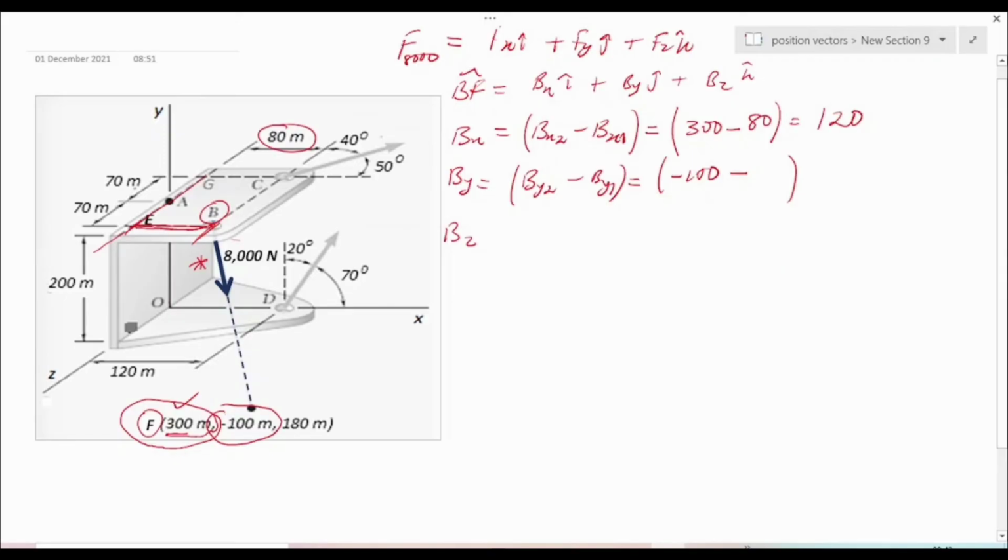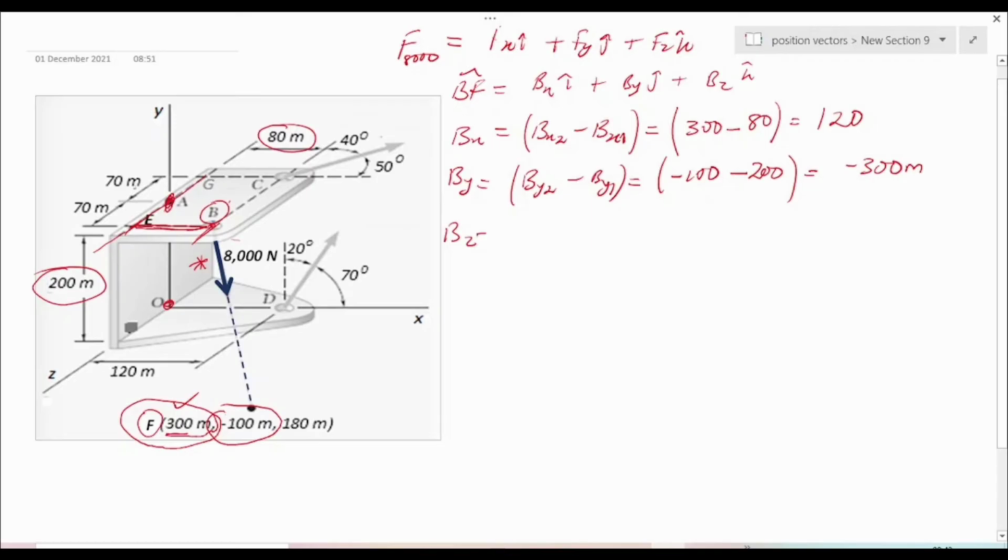If you're taking reference from the origin, which is O, to B, one would have traveled upwards from O to the top of the bus. And from the base, which is where O is, to the top of the bus, the dimension is 200 meters. So we have minus 100 minus 200, and this will be equal to minus 300 meters. And finally, Bz.